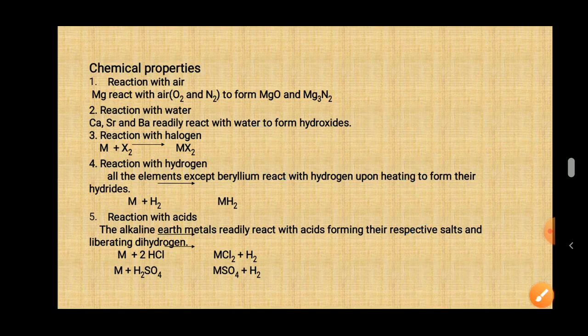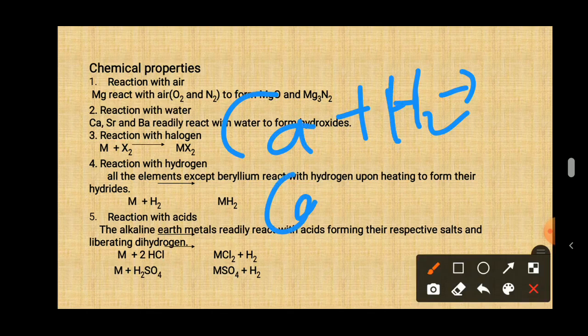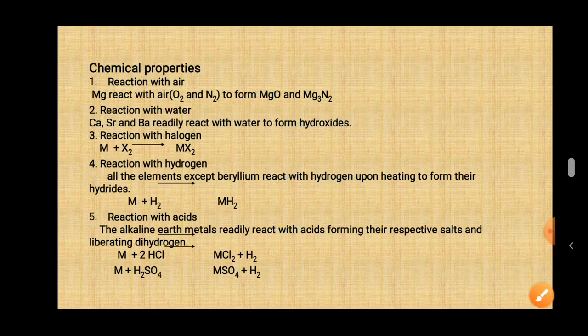Now reaction with hydrogen. So all the elements except beryllium react with the hydrogen to form hydrides. You can see the general reaction has been written. So for example, I can take calcium. When it reacts with hydrogen, okay, so calcium hydride is formed like this. So like this you have to write the equation.